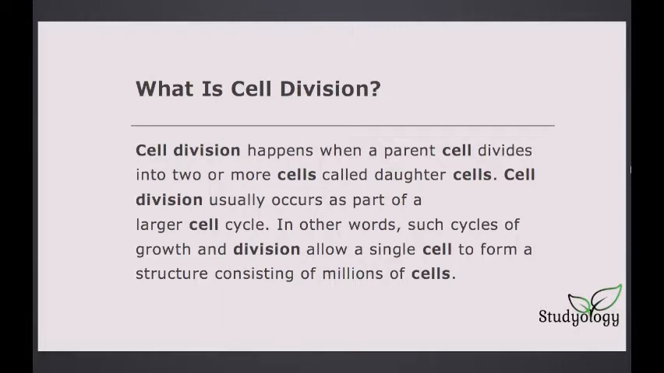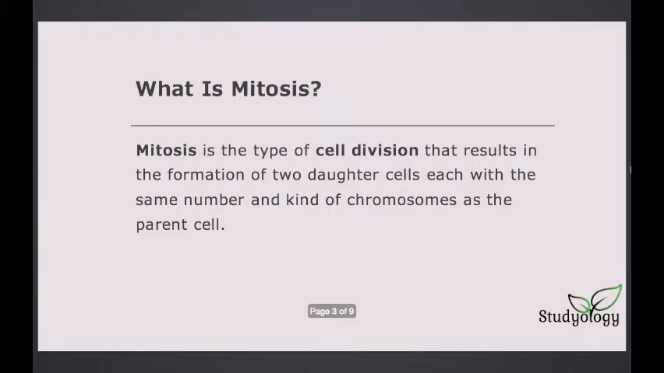Cell division usually occurs as a part of the larger cell cycle. In other words, such cycles of growth and division allow a single cell to form a structure consisting of millions of cells. So basically, they're telling us that when a parent cell divides, it forms many or millions of cells. Cell division is mainly divided into two categories: mitosis and meiosis.